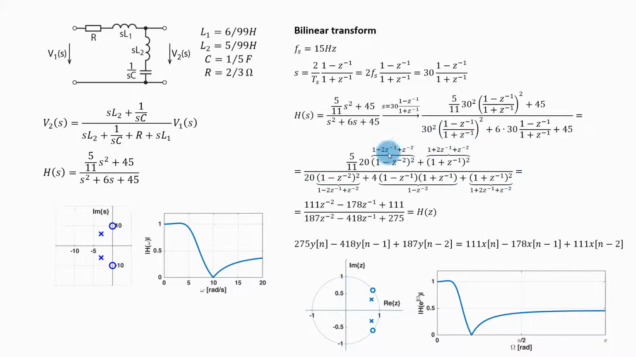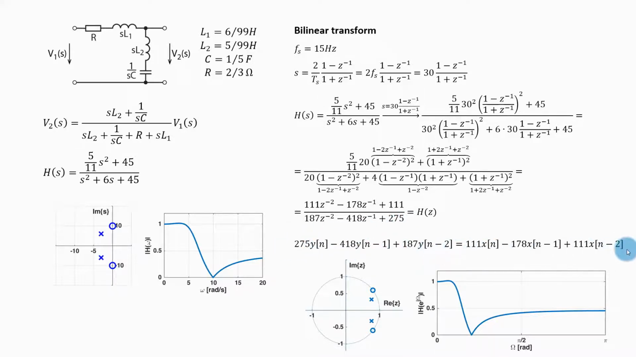Here I need to expand all these squares, and also I need to expand this multiplication, and when I do that, I just need to collect all the coefficients for the individual powers of z, which will give me this. And this is the transfer function of my discrete time system. Again, here I can identify what are the coefficients of my system, which will allow me to write the difference equation.